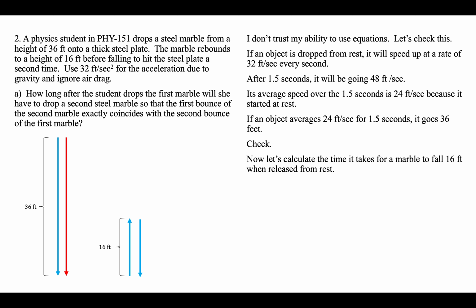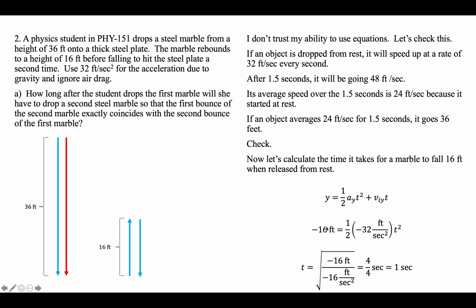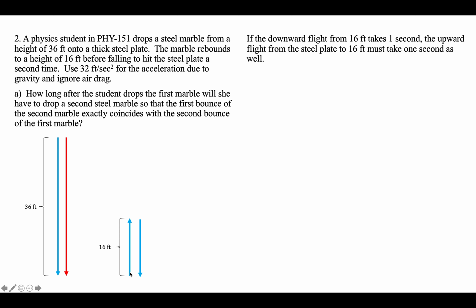Okay, so now let's calculate the time it takes for the marble to fall 16 feet when released from rest. It reaches the peak and then falls 16 feet. How much time is that? Same equation, 1/2 a t squared plus v initial t. Again, it starts at 0 because it's at its peak. And there's the acceleration due to gravity. It falls 16 feet. We can calculate the time, and we get 1 second for this fall. If it takes 1 second to fall from 16 feet, it must take 1 second to reach the peak.